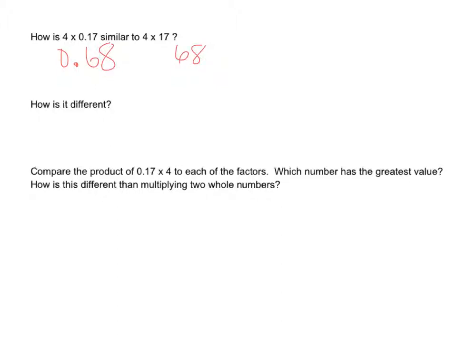How they're different, go ahead and press pause. Think about how those factors and products are different. Press play when you're ready to come back. One big way that they are different is the decimal placement. Just going to jot that down really quick. Decimal placement.